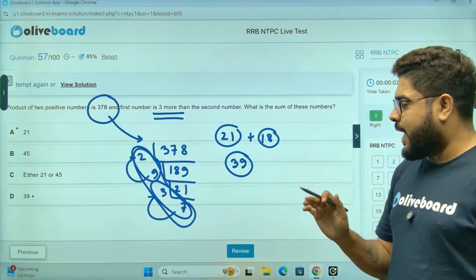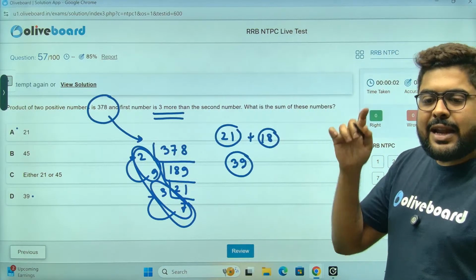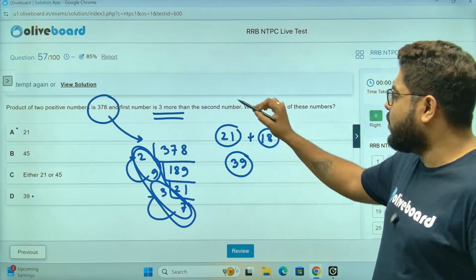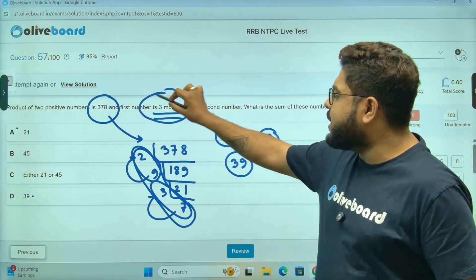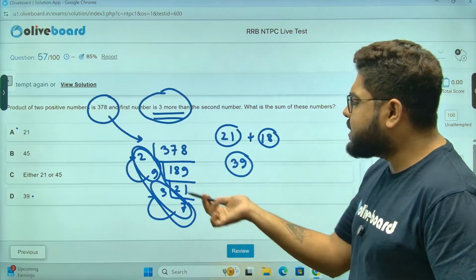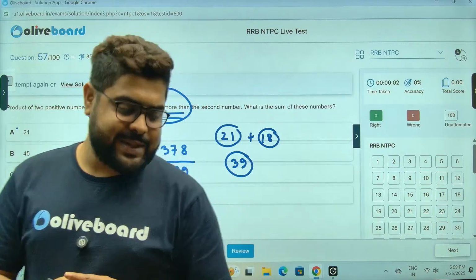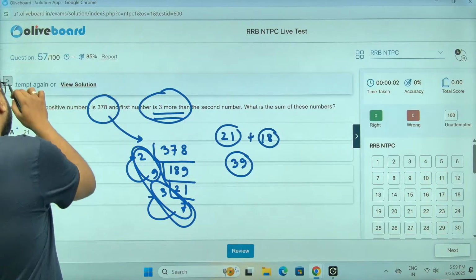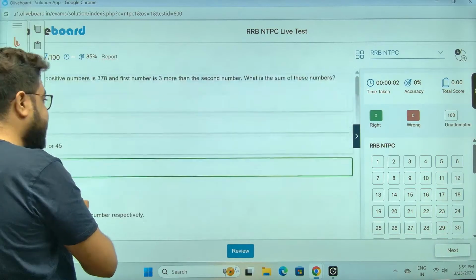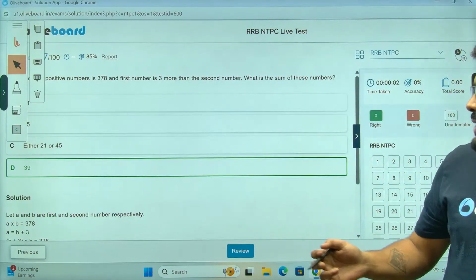Again, you are getting my point. I have taken all the factors. Now I will play around with it. I know I need the difference. One number is 3 more than the other, meaning the difference between the numbers is 3. So I'm just calculating very, very simply, sir. Chalo mark karte hain, sir. Option D, sir. It was a 10-second question, not more than 10 seconds.